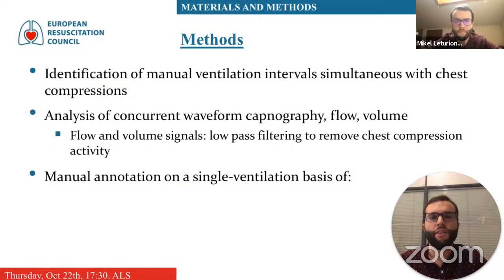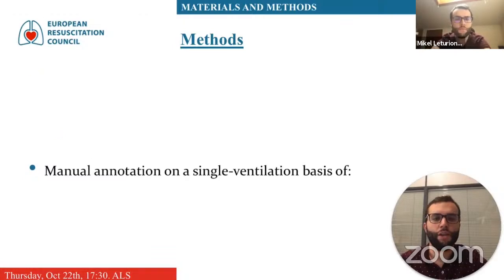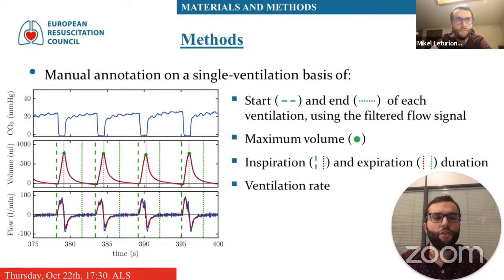Now, I will briefly describe the data annotation process followed in the study. First, we identified manual ventilation intervals with simultaneous chest compressions. Second, concurrent waveform capnography, volume and flow signals were analyzed. To do so, volume and flow signals were low-pass filtered to remove chest compression activity. To finish, the following annotations were made on a single ventilation basis. The start and end of each ventilation, the vertical green lines, were annotated by inspecting the zero-crossing instances of the filtered flow signal, depicted in red in the bottom panel.